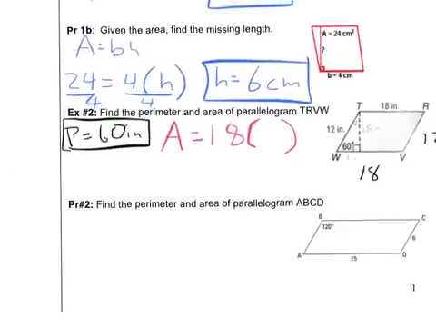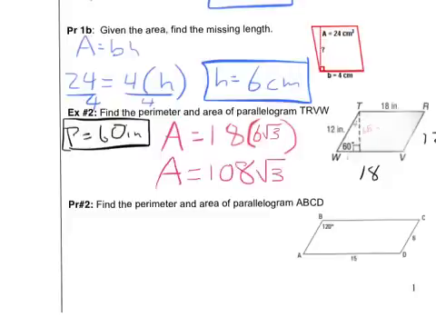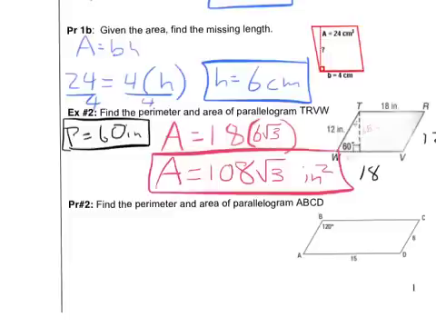So since my height is 6 rad 3, I plug that in. 18 times 6 is 108. So my final answer is 108 rad 3 inches squared. There we go. I have both the perimeter and the area.